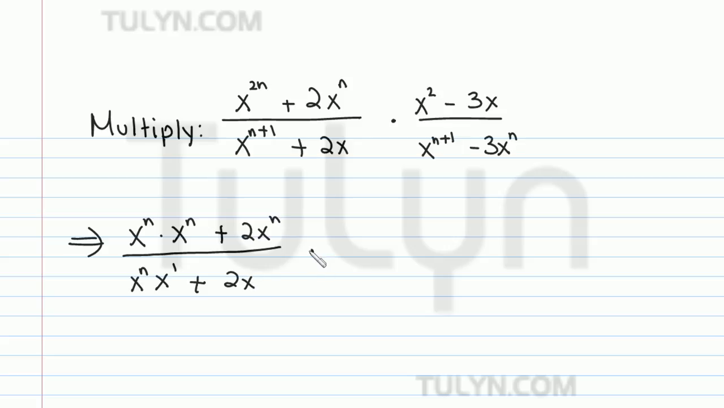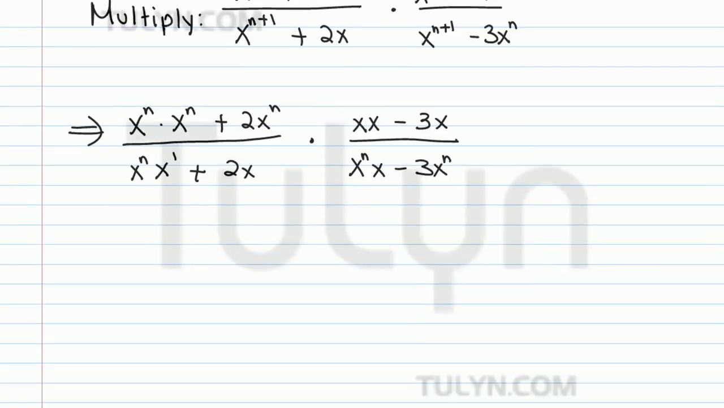Then for the second term, x squared minus 3x, we can factor out an x. We can see right away, but I'm just going to rewrite it right now, and we'll factor out later. So x squared is x times x, minus 3x. And then finally, for the last term, x^(n+1), just like in the denominator of the first, we can write as x^n times x, or x to the first power. And then we get 3 times x^n.